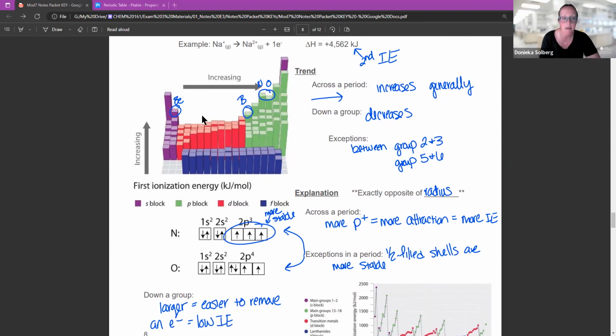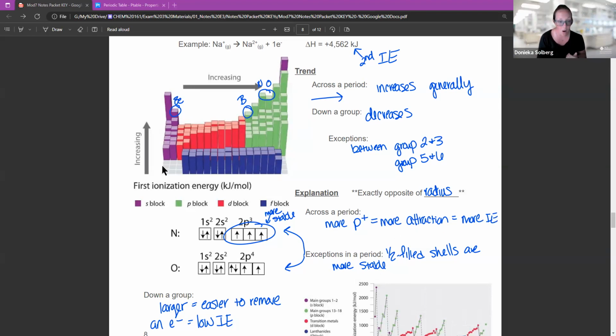Across a period, I have more protons. All my electrons are in the same energy level. So more protons means it's got more attraction. So it's holding on to those electrons tighter. So it is harder to remove an electron, requires more energy. So like hydrogen versus helium, they both have their electrons in the same energy level. Helium has 2 protons, so it attracts them more. So it is harder to remove one. So there are more protons, which means more Coulombic attractions, which means a higher ionization energy.